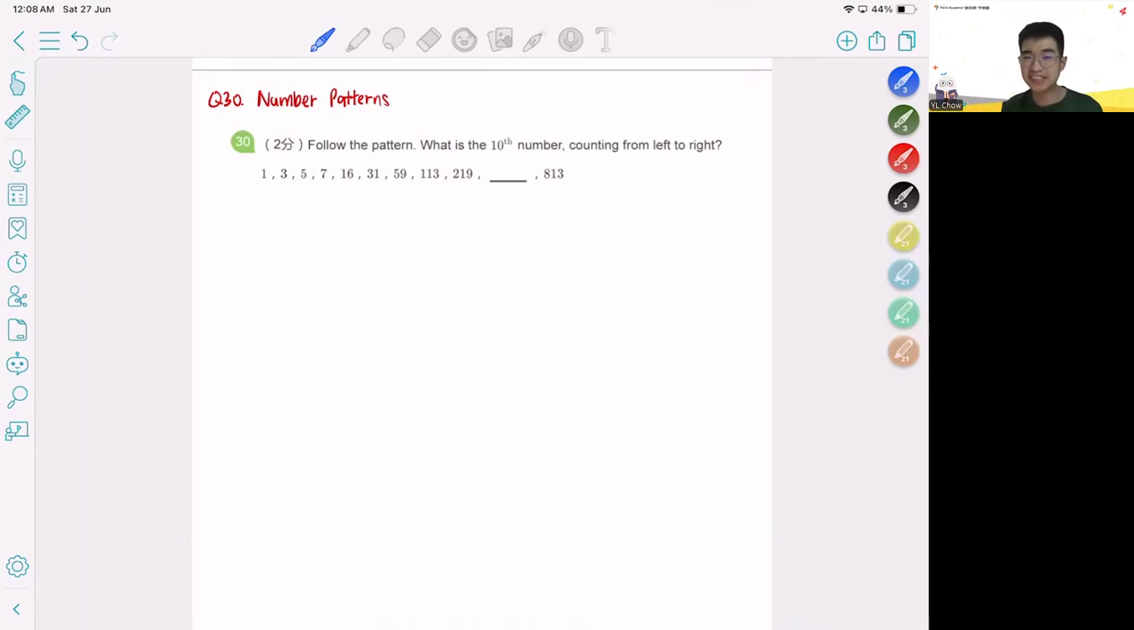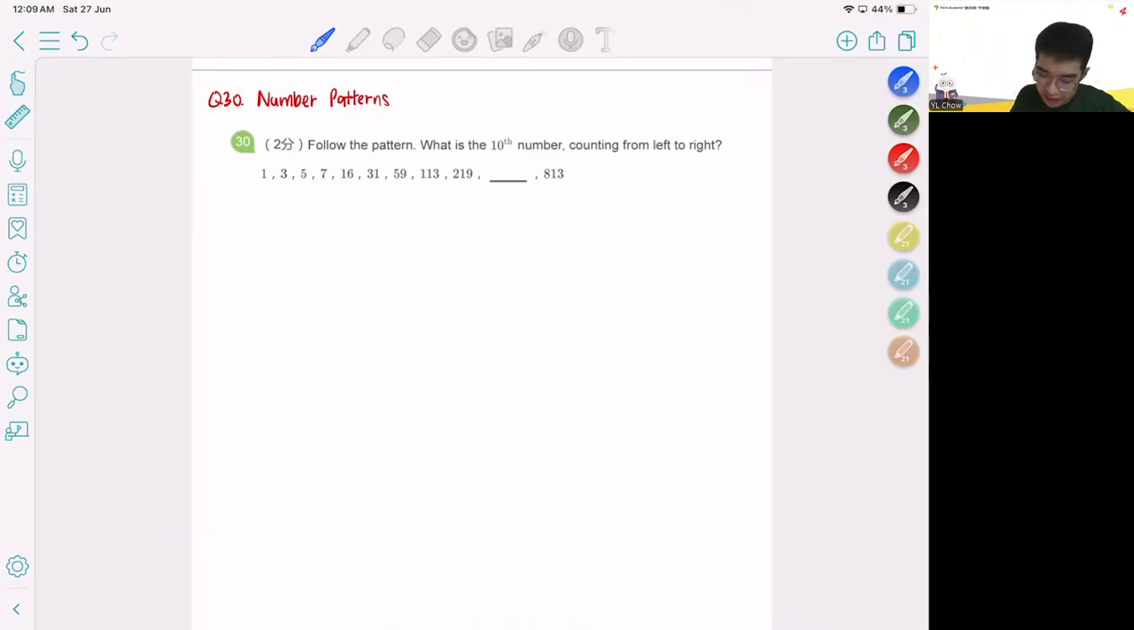Follow the pattern. What is the 10th number, the one in the blank, counting from left to right? Now, you might notice that the sequence is increasing by a lot. Wow, the numbers keep on increasing by a lot. If you notice, the increases start off small, but they get bigger and bigger. At the end, maybe you might want to check, what's the difference? What's the product?